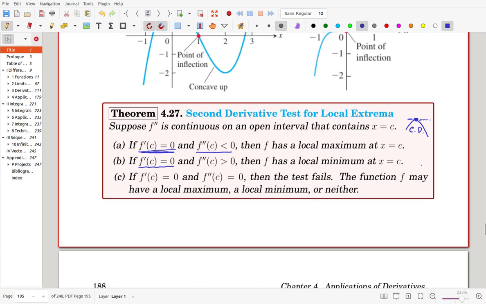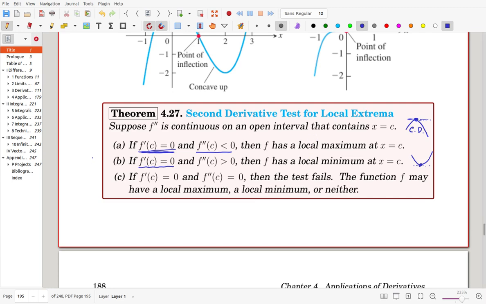At a point here it is flat but concave up, which means it goes down and up like that, and concave up at the point means the slope is becoming larger around C, so the point must be a local minimum. So you may exemplify f of x in this way.